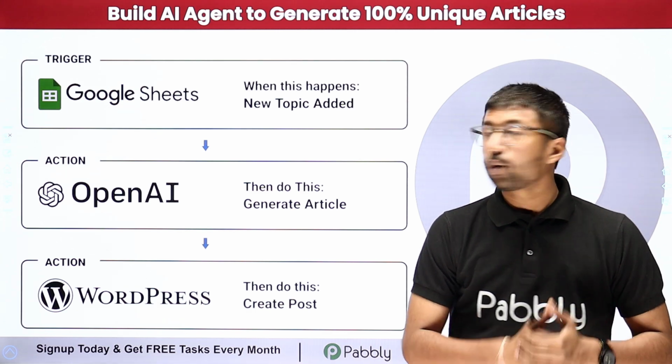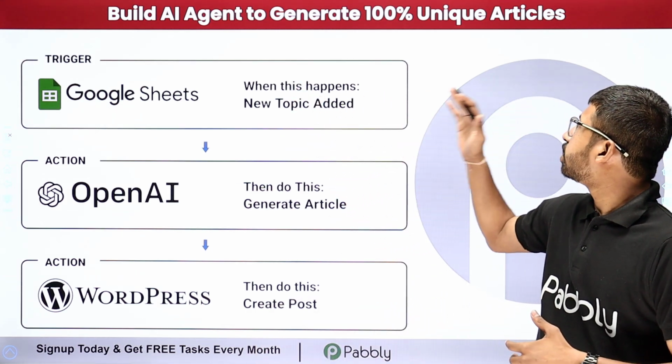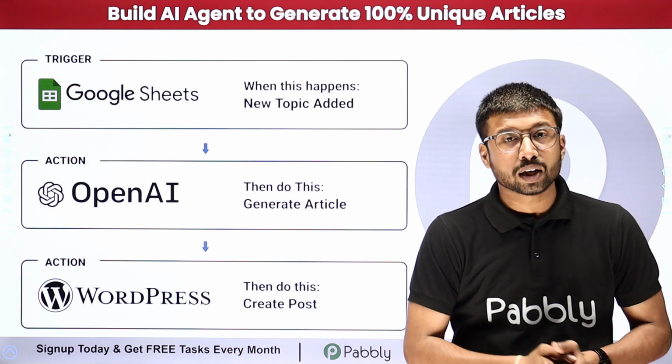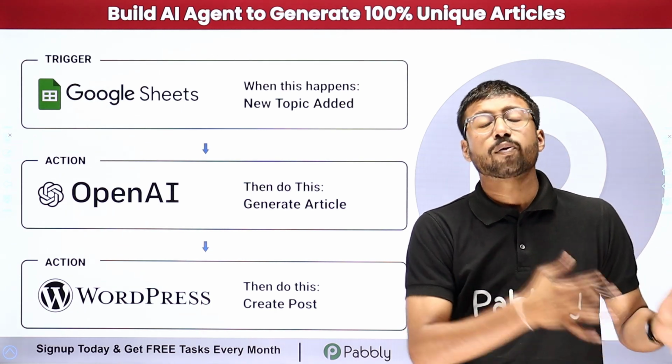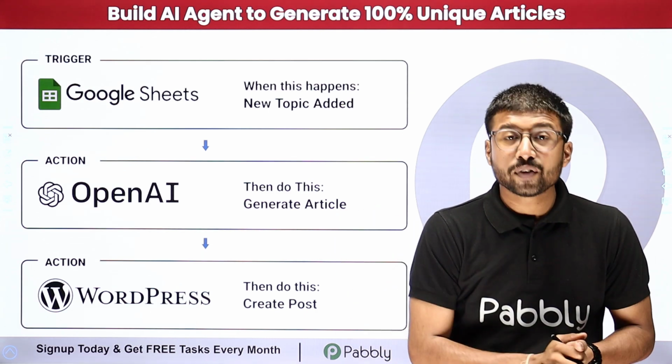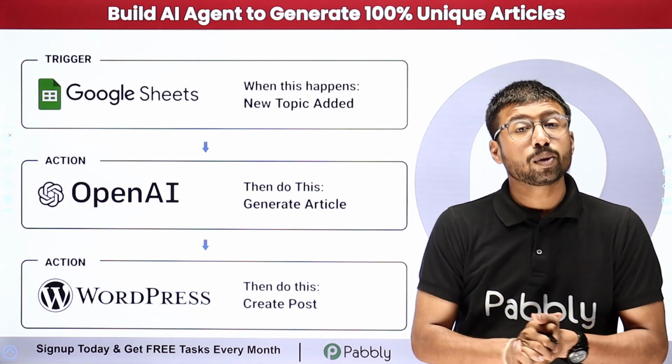So in this video, we are going to learn how to build an AI agent to generate 100% unique articles. We are going to see how you can automate the process of creating your articles and generating a draft for those articles on your WordPress account.